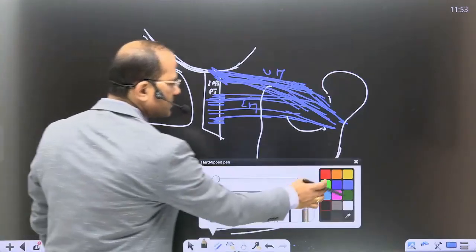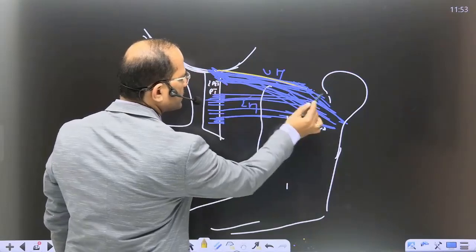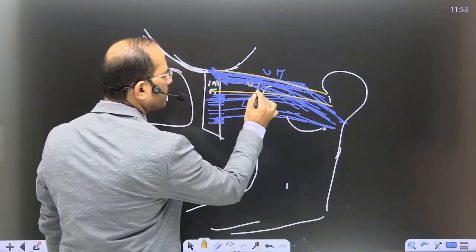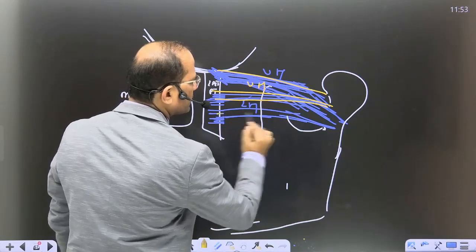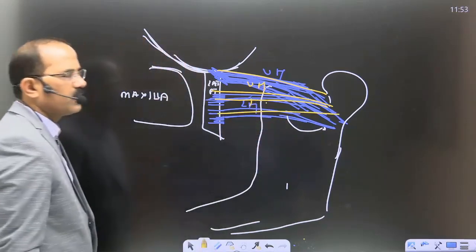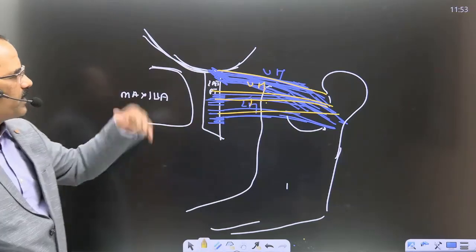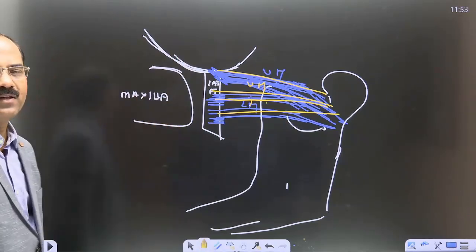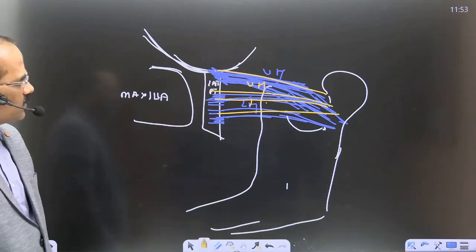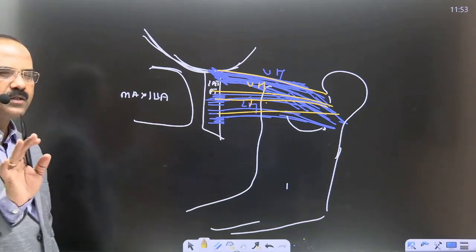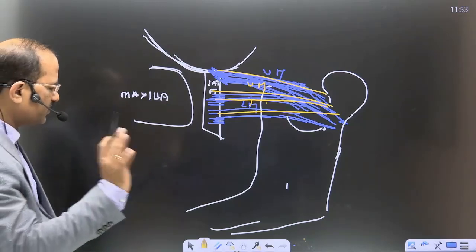So what is this head? Once again, what is this head of lateral pterygoid? Upper head. And what is this head of lateral pterygoid? That's the lower head. Lower head does protrusion, upper head does depression of the mandible. Clear? Now, let me tell you the medial pterygoid once, then we'll write about this.